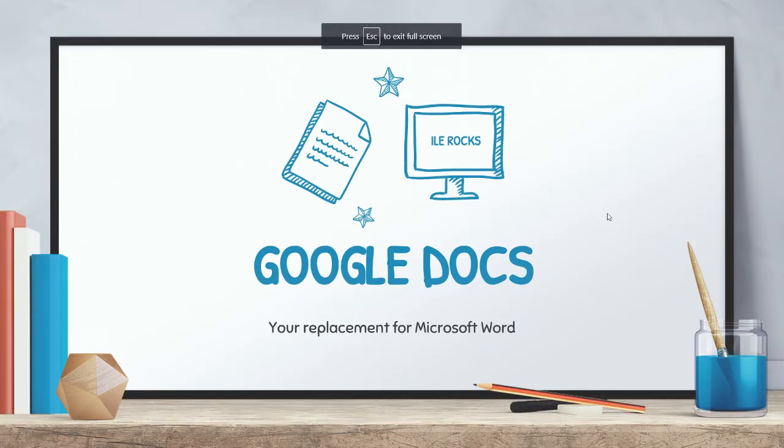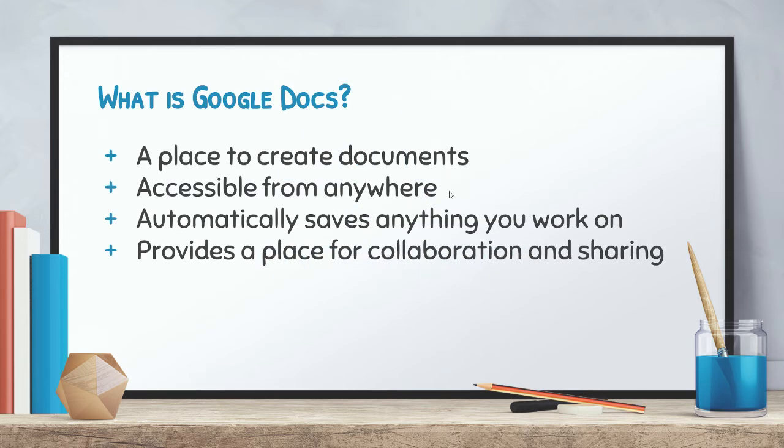Okay, so the next section is Google Docs, and Google Docs is your replacement for Microsoft Word. It does everything that Microsoft Word does for the most part, and in a lot of ways it can do things better. So what is Google Docs? Again, it's a place to create documents, and it's also accessible from anywhere, and it automatically saves anything you work on, and it provides a place for collaboration and sharing. This pretty much has all the same features and benefits that Google Drive does, in my opinion. So let's go ahead and see what that is all about.